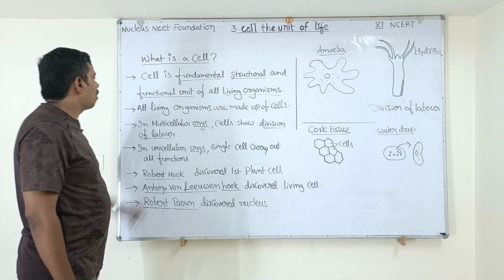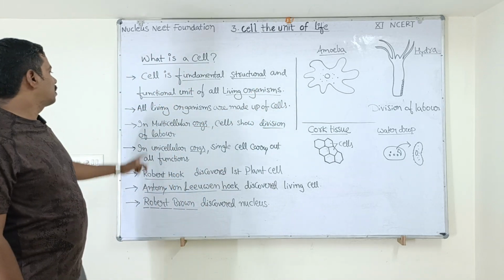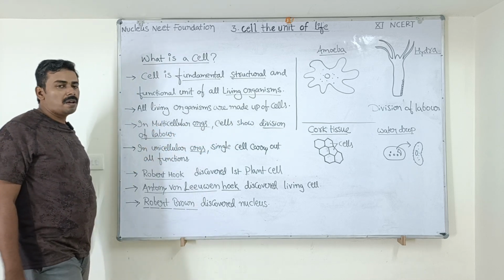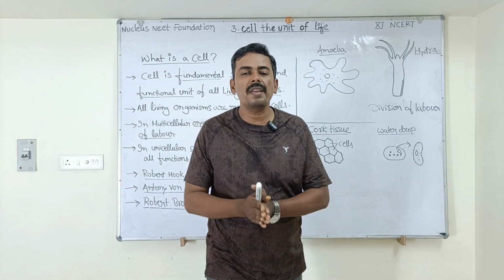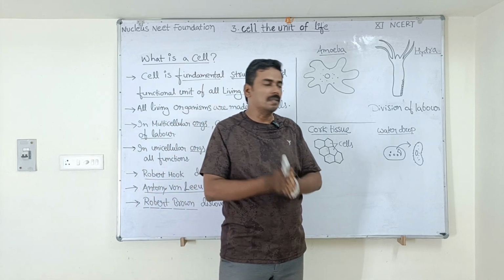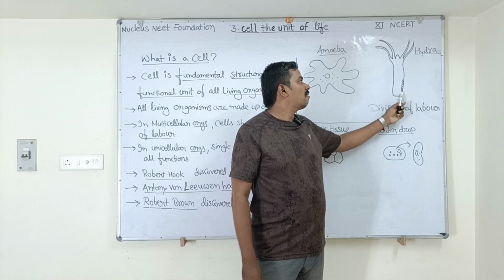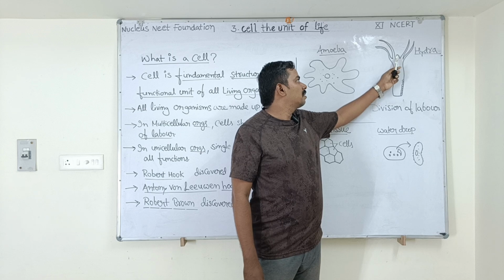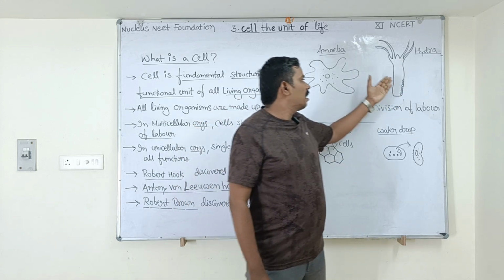Okay, so next, all living organisms are made up of cells. Next point, in multicellular organisms, cells show division of labor. What are multicellular organisms, students? The organisms whose body is made up of several cells are called multicellular organisms. Just like your hydra. In the hydra body is made up of several hundreds of cells. The cells are present all over the body, in the tentacles, in the mouth, in the body, in the base, everywhere cells are present.